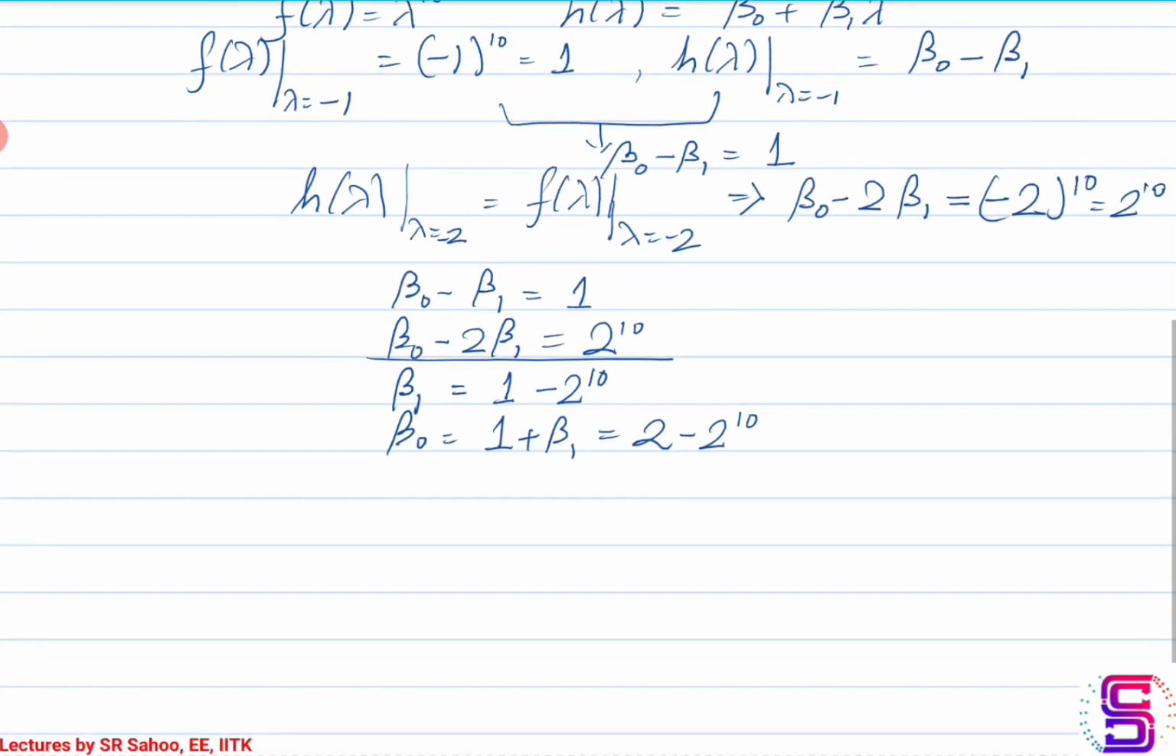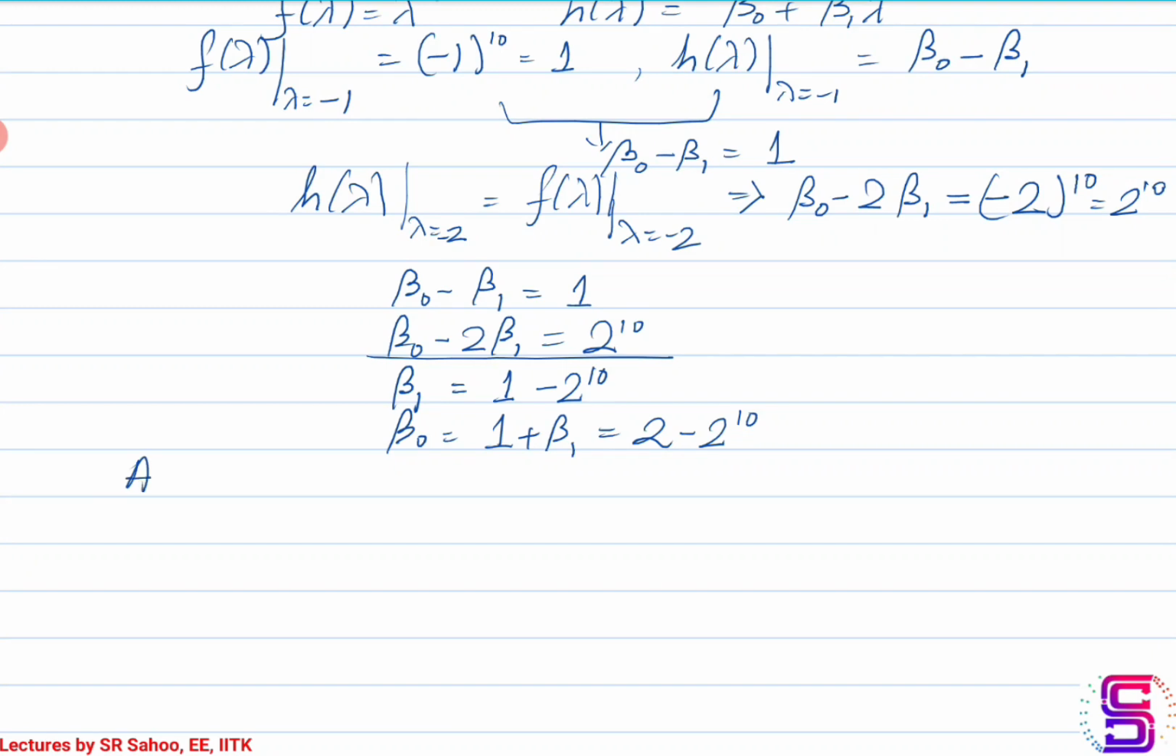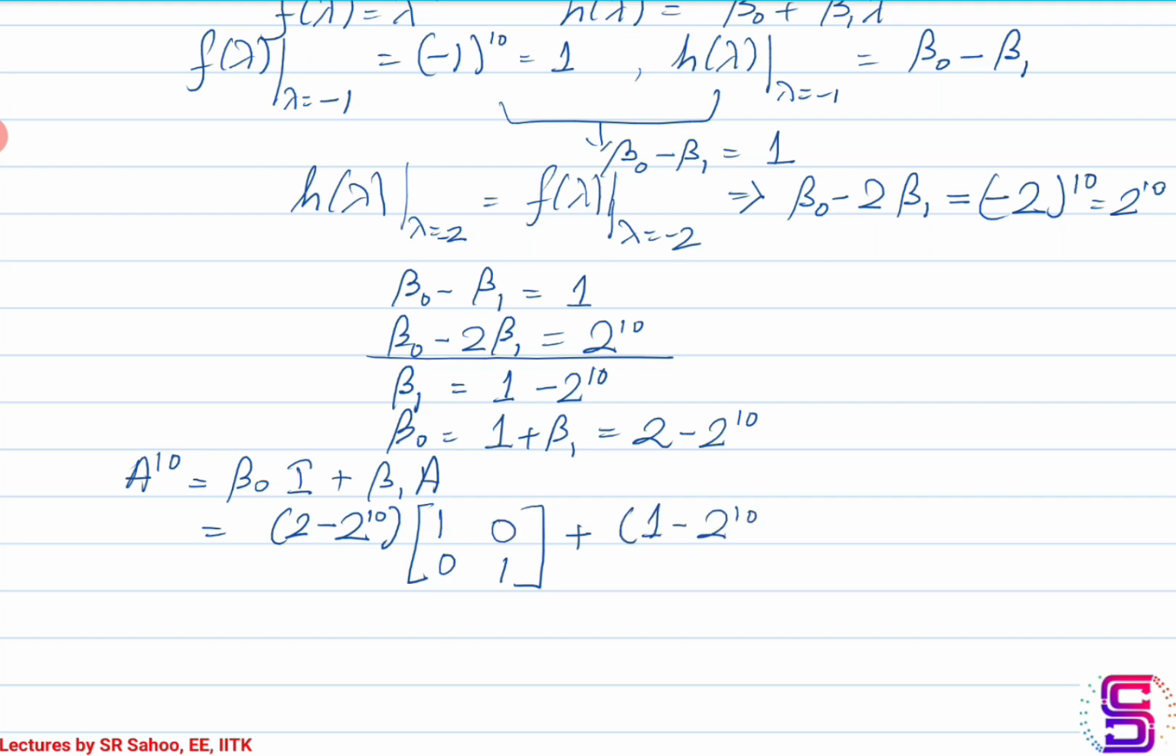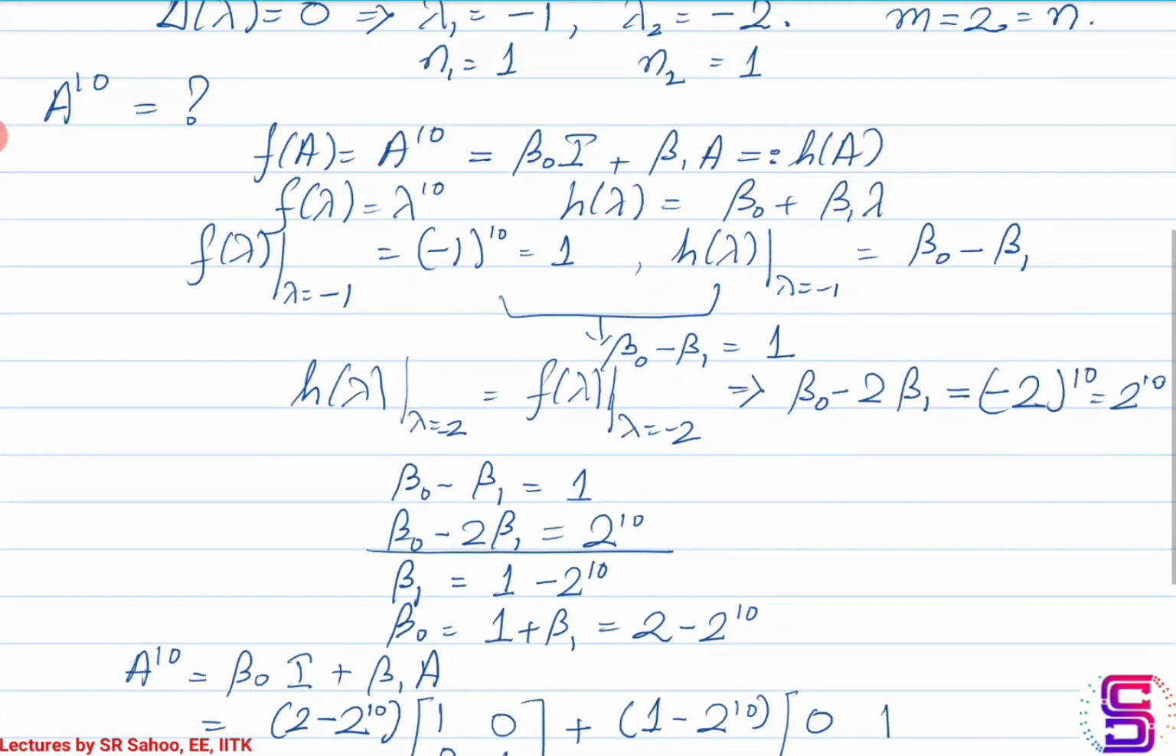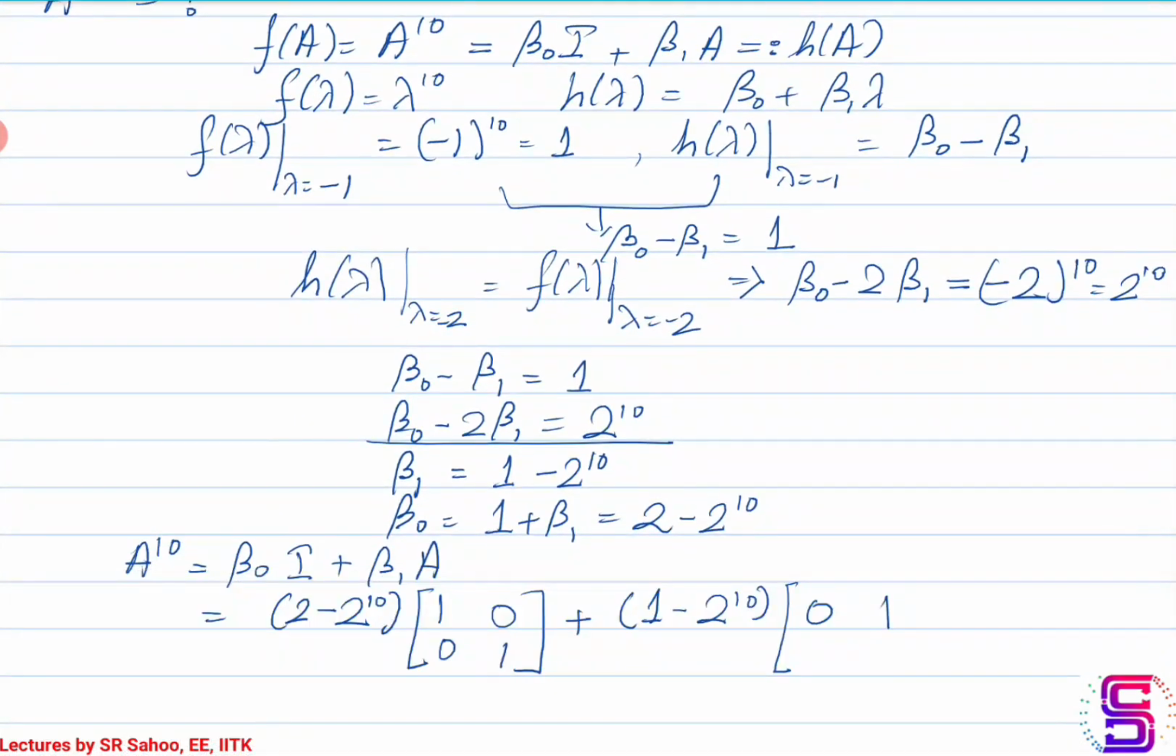So what we have here is A power 10, which is f of A, is nothing but beta 0 into the identity plus beta 1 into the matrix A. Now beta 0 is 2 minus 2 power 10 multiplied by the identity matrix, plus beta 1, which is 1 minus 2 power 10, multiplied by the A matrix, which I guess was [0 1; -2 -3].